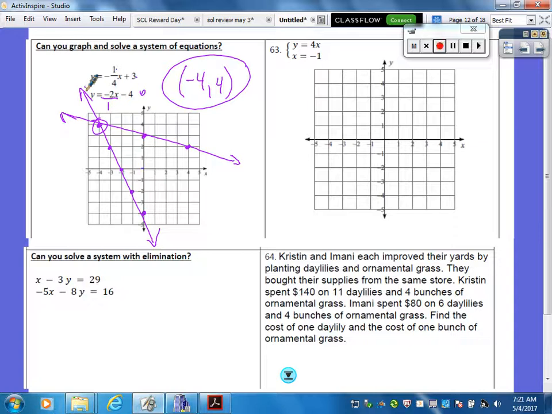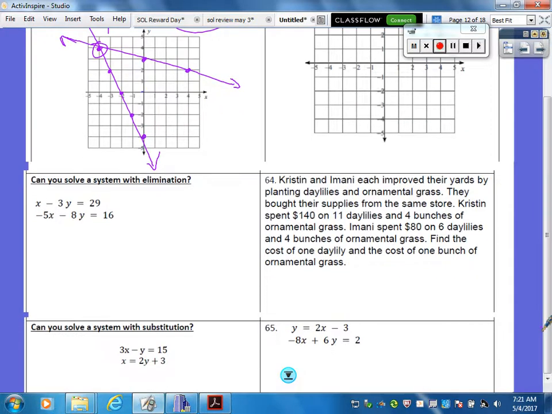So you've got another one over here. Just remember that you've got a plus 0 here, and that is a box because it just has an x in it. I'm going to move on to elimination down here.